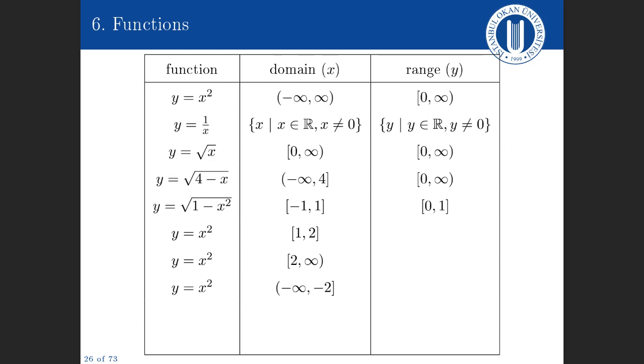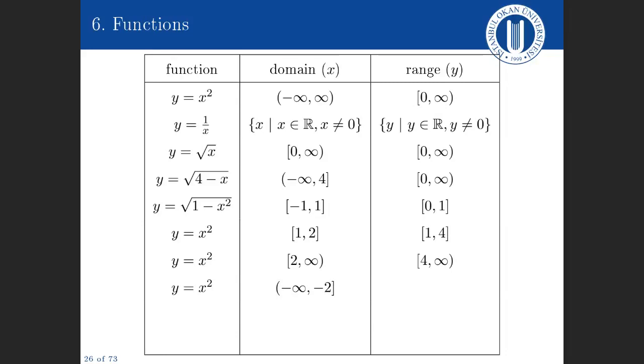3 more functions, 3 different functions. They're different because we're using different domains. Y is equal to x squared with the domain from 1 to 2. If x is between 1 and 2, then x squared must be between 1 and 4. Next function, y is equal to x squared with domain closed interval from 2 to infinity. If x is between 2 and infinity, then y must be between 4 and infinity.